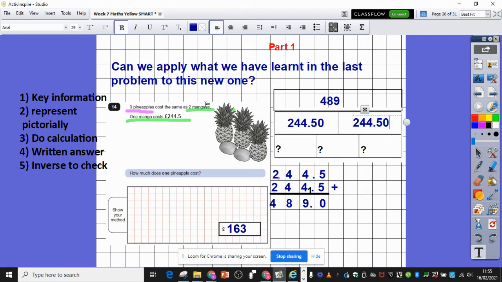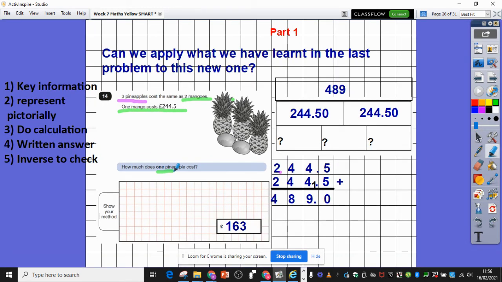So I know that 1 mango costs this, therefore 2 mangoes cost this. And it's really important that I work out what 2 mangoes cost, because 3 pineapples cost the same as 2 mangoes. And I am going to have to find out the cost of 1 pineapple. Just 1 pineapple. So I'm working backwards with the information that I've got to help me calculate this. So my first part, all I've done is find out the cost of 2 mangoes. That's all I needed to do.